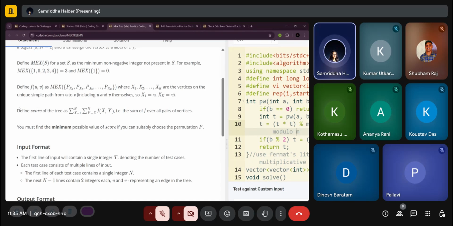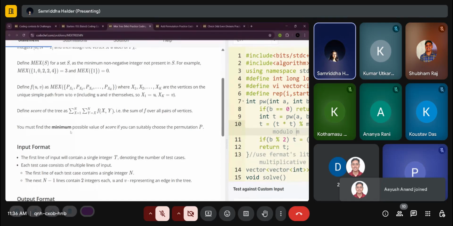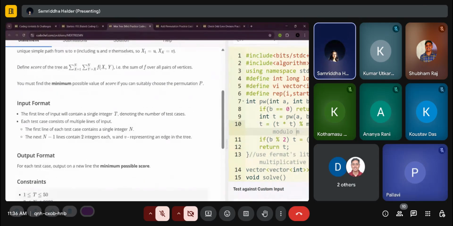See, it's given in the next line. Define score of the tree as this double summation of f of xy. Now this double summation simply means we are taking the sum of pairs of the nodes. Okay, sum of f, the function that we defined over here, over all pairs of vertices. You must find the minimum possible value of score if you can suitably choose the permutation P. So we need to assign the permutation P such as to minimize this particular stuff over here.